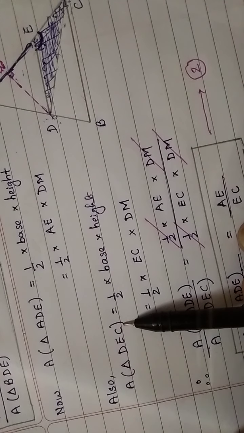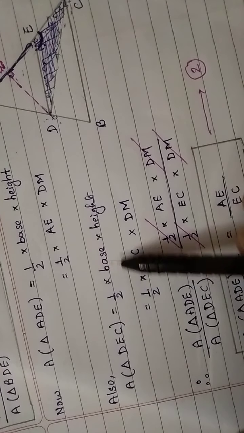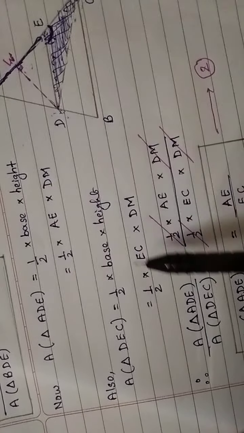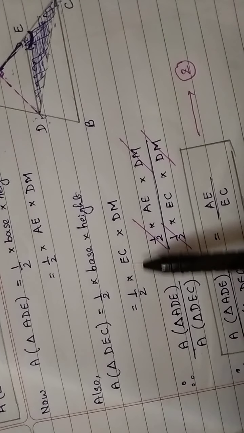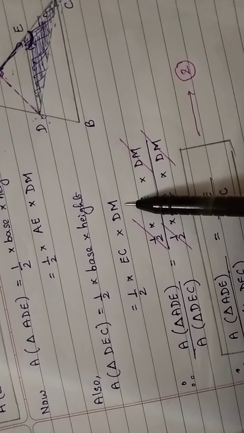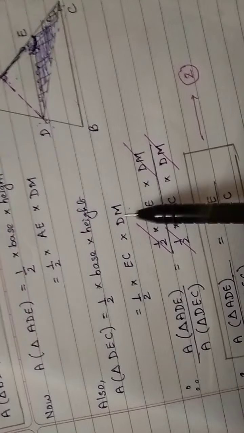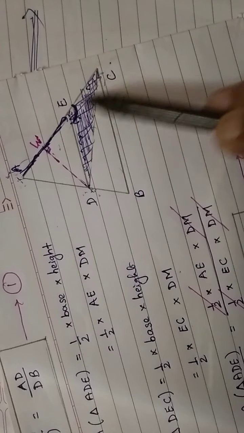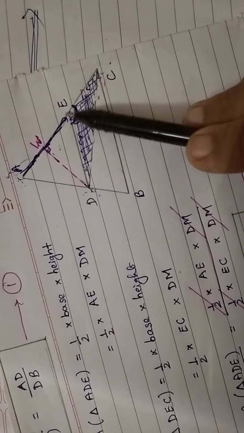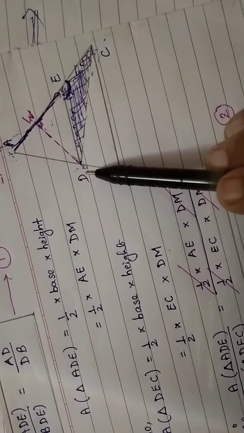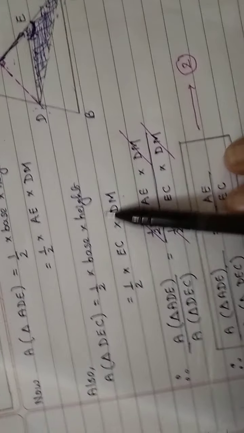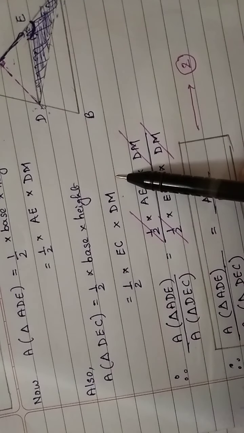So the area of triangle DEC can be written as half into base into height, that is half into EC into DM. Here the base is EC and the perpendicular is DM, so half into EC into DM.